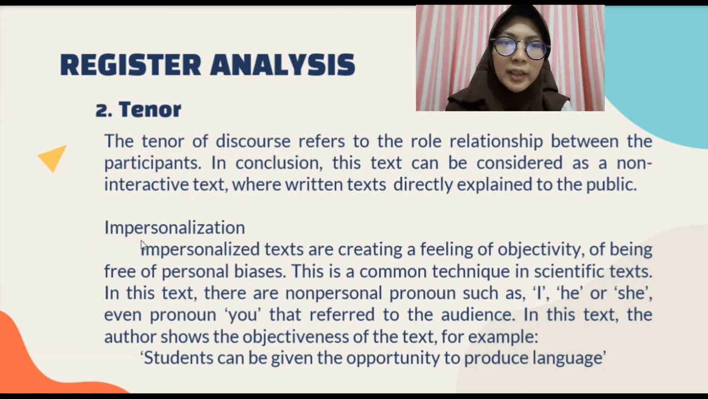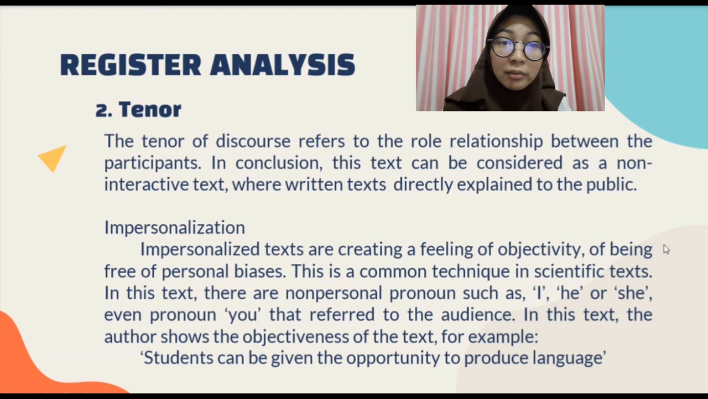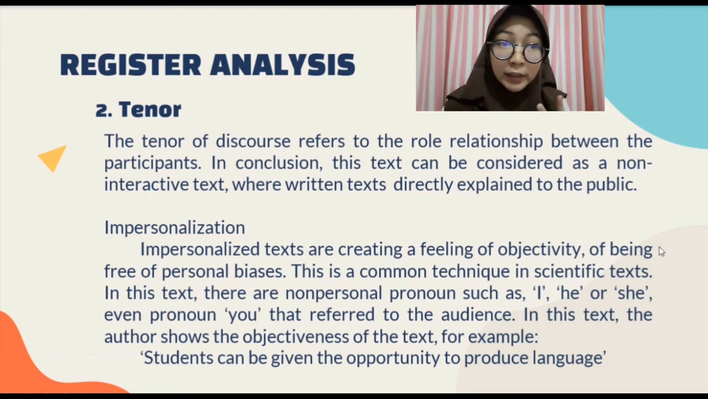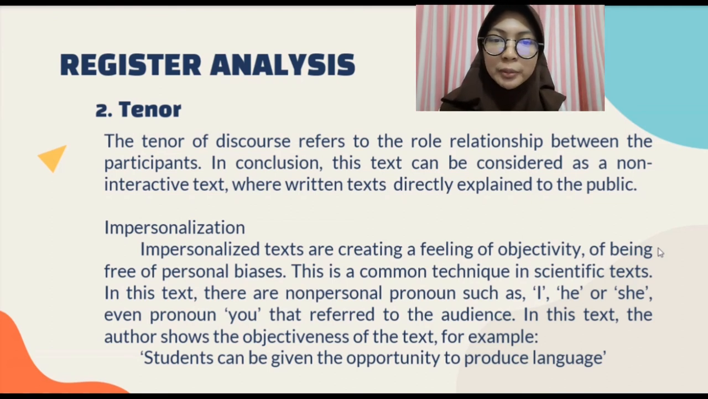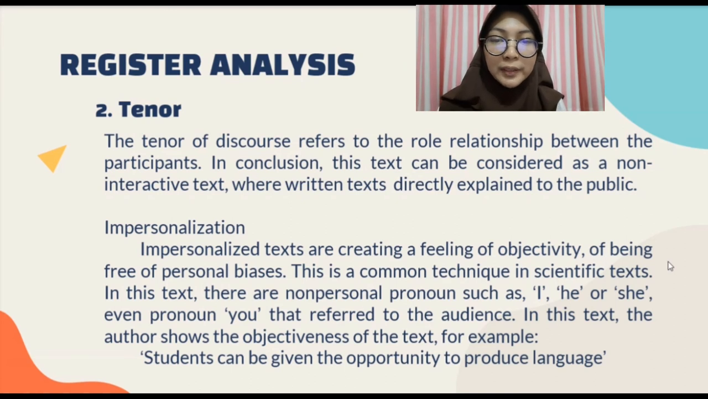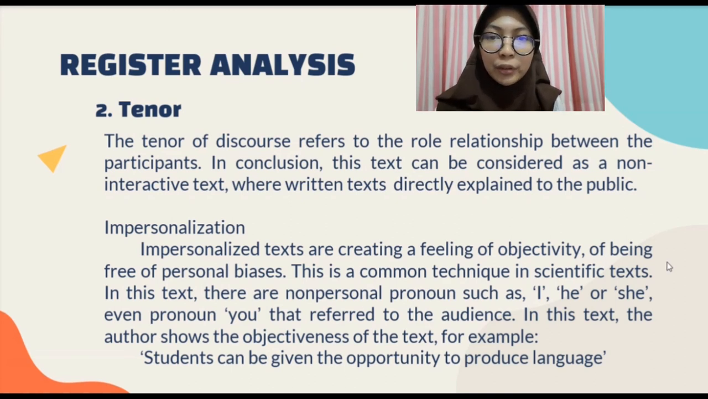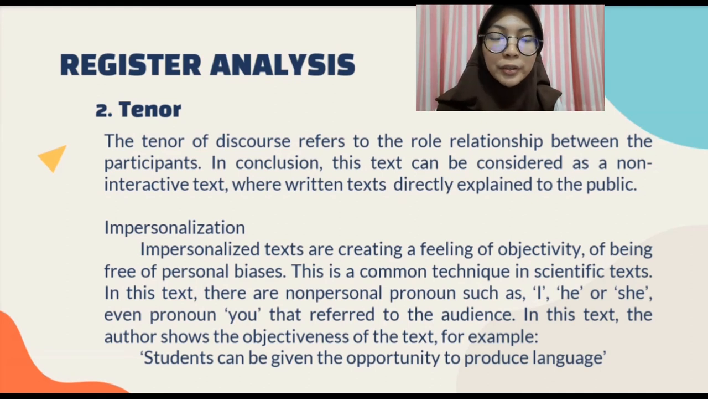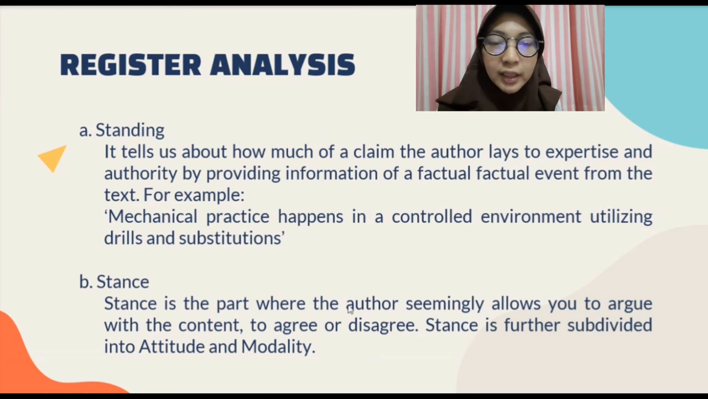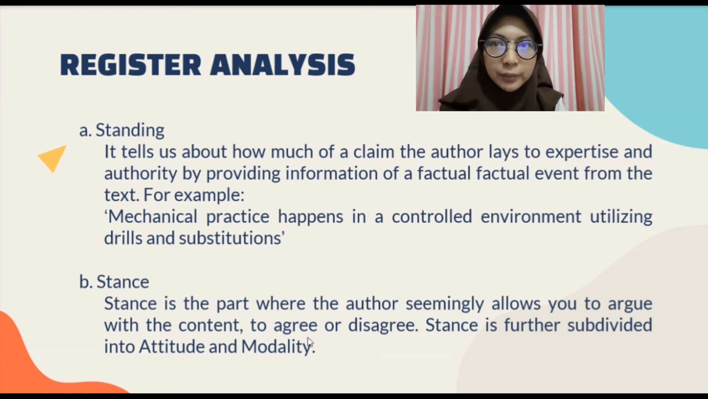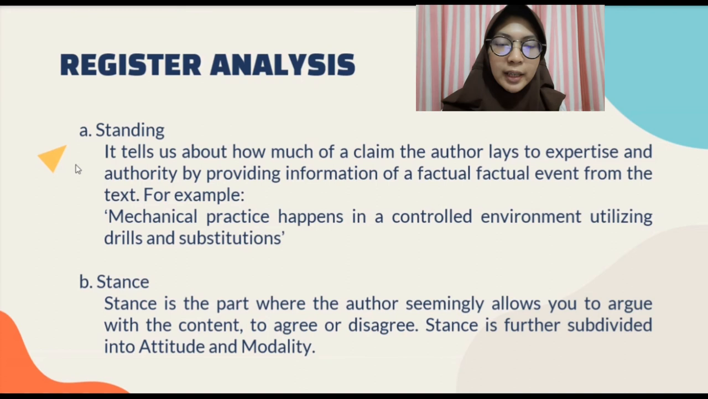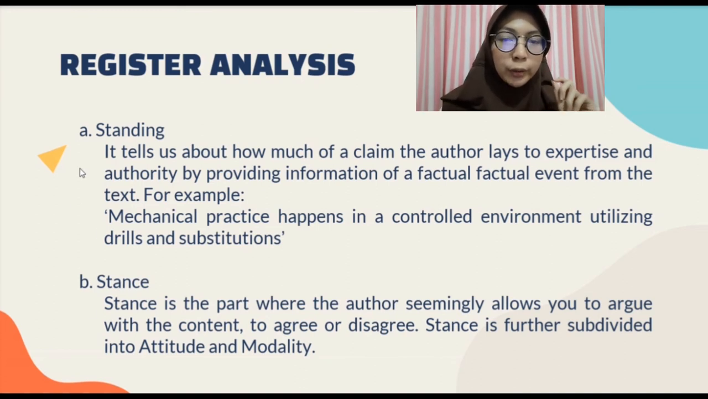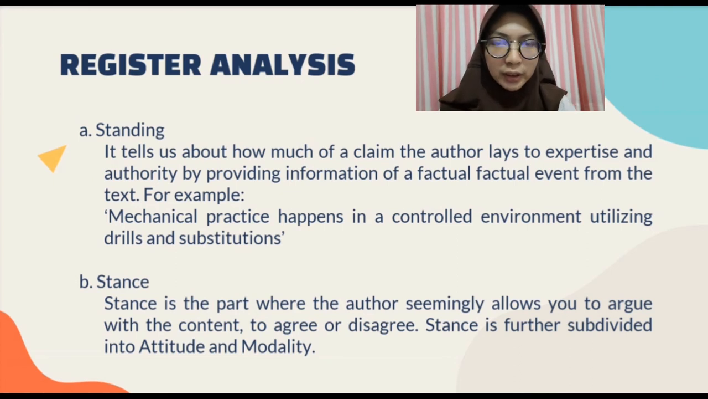This is a common technique in scientific texts. In this text, there are no personal pronouns such as I, he, or she, or even the pronoun you, because it is referred to the audience. In this text, the author showed the objectiveness of the text. Okay, for example, in this clause, students can be given the opportunity to produce language. Why is it impersonalization? It is because the author mentioned students. He or she is not included in impersonalization. That's why the author includes the students, not he or she.